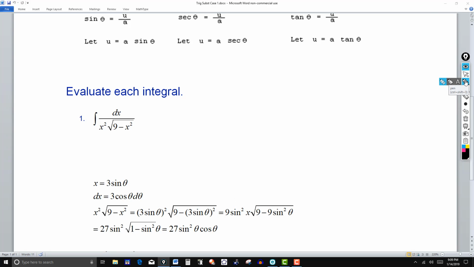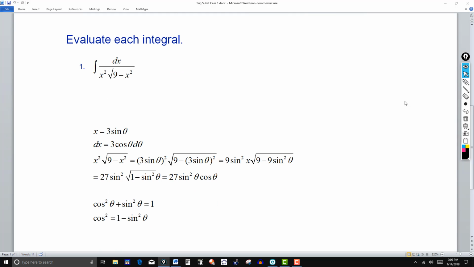Here's the substitution I used. You have one of your basic identities from trig: cosine squared theta plus sine squared theta is equal to 1. So that tells me that cosine squared is equal to 1 minus sine squared theta. Right here again, I factored out the 9, and that left me with the square root of 1 minus sine squared theta, which is cosine squared, and the square root of cosine squared is cosine. There you have it.